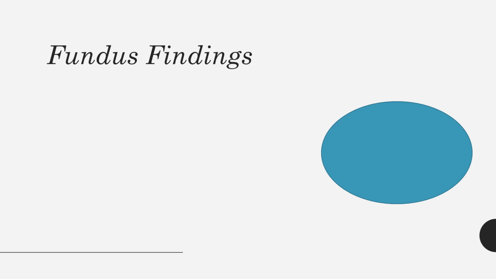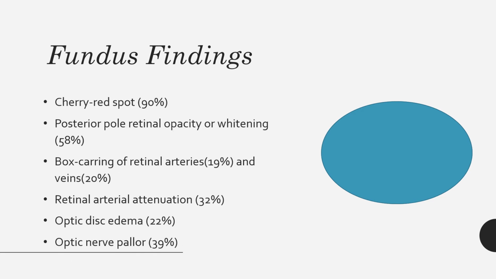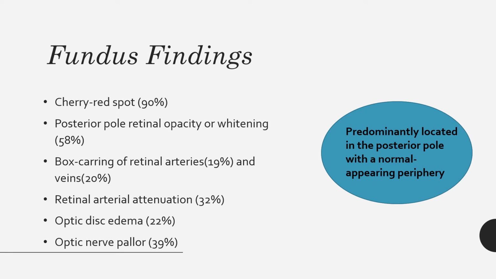So what do we see in the fundus? The most commonly reported findings are cherry red spot and posterior pole whitening. The other findings that can be seen are box carring of retinal arteries and veins, retinal arterial attenuation, optic disc edema, and optic nerve pallor. All these are predominantly located in the posterior pole with a normal appearing periphery.